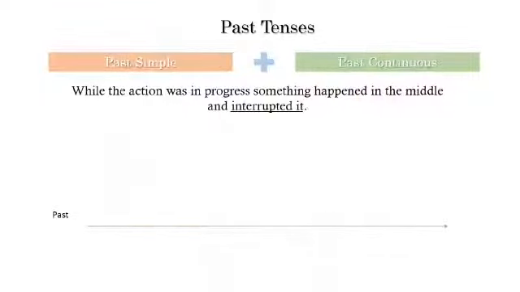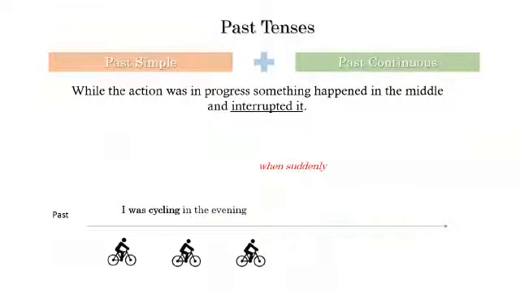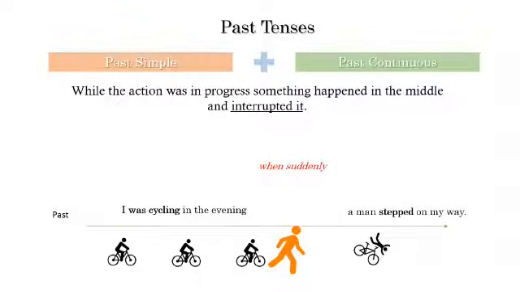So as I promised you, here we are going to talk about the past simple and past continuous tense in one sentence. So we'll try to combine these two tenses in one sentence. Okay, just imagine you were cycling in the evening when suddenly a man stepped on your way, which led to your fall. So what can we understand here?